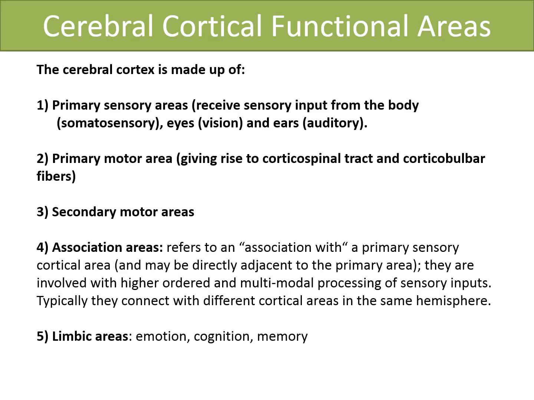Association areas refer to regions surrounding the primary sensory areas that are involved in higher level integration of sensory information, as well as bringing together multiple modalities, that is visual and auditory information, visual and somatosensory information, so that you're able to smell, taste, and feel an apple at the same time and put them together. Limbic areas that we've talked about are involved in emotion and cognition and memory.